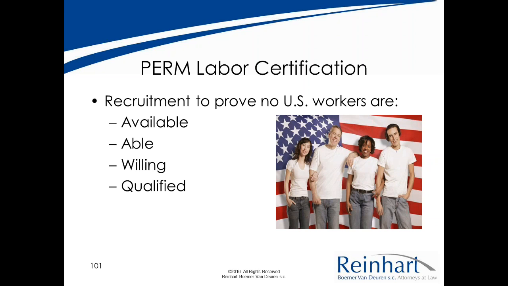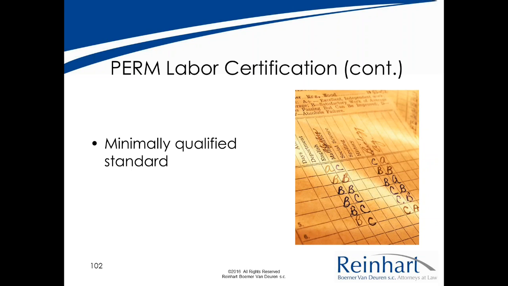So DOL says, okay, you have to go through these steps, and if you get through these steps and either no U.S. workers apply, or you can show that any U.S. worker who applied didn't meet the minimum qualifications for that position, and you have to show also that the worker you're trying to sponsor is qualified for it, then we'll certify that you can't find anyone. You can take that certification then to USCIS and try to get one of those categories that we just spoke about that requires this PERM labor certification. It's a minimally qualified standard, so be aware of it.